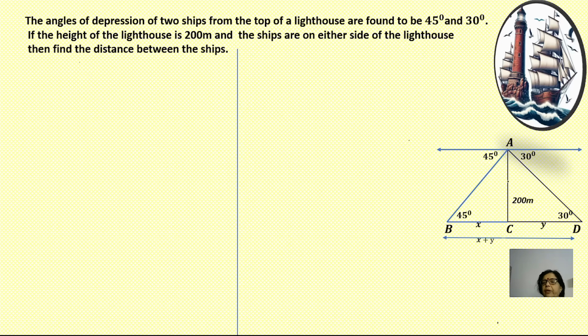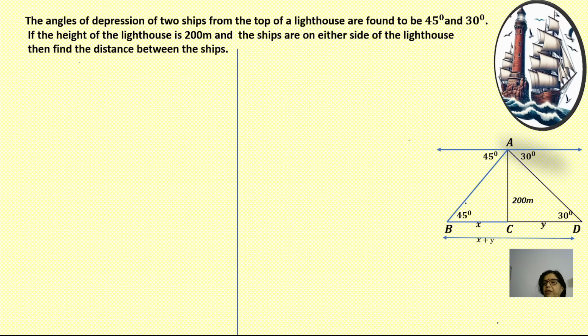This is the representative geometrical figure which is mandatory to be drawn, and since angles of depression are mentioned over here, this horizontal over here at the top of the lighthouse, AC is the lighthouse, so A is the top of the lighthouse from where the observation is being made, or the observer is positioned at the point A. So this observer sees that the angle of depression of one of the ships at position B is 45 degree and the angle of depression of the second ship is 30 degree.